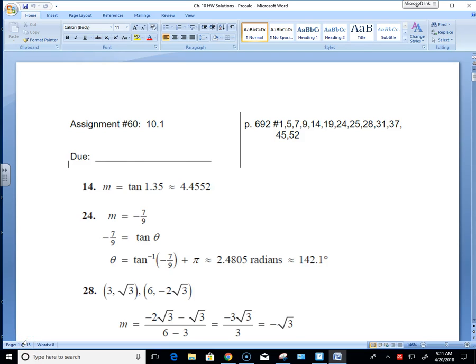So, number 14. Hopefully you guys were in radian mode, or else it would not have worked out very well. You had to keep an eye on what type of angle was put inside your trig function. Since there was no degree mark, radian mode, and there we go.